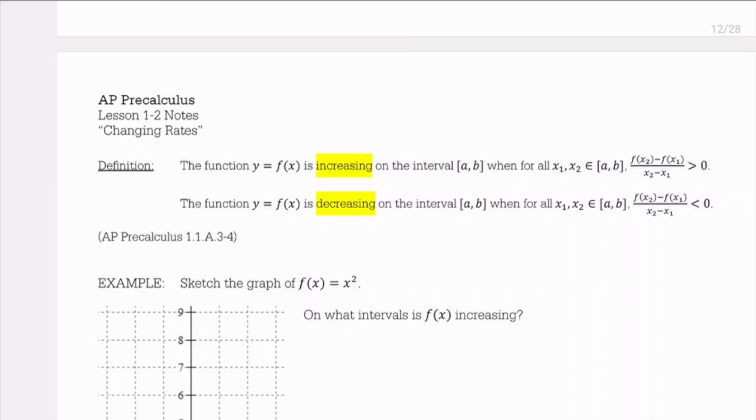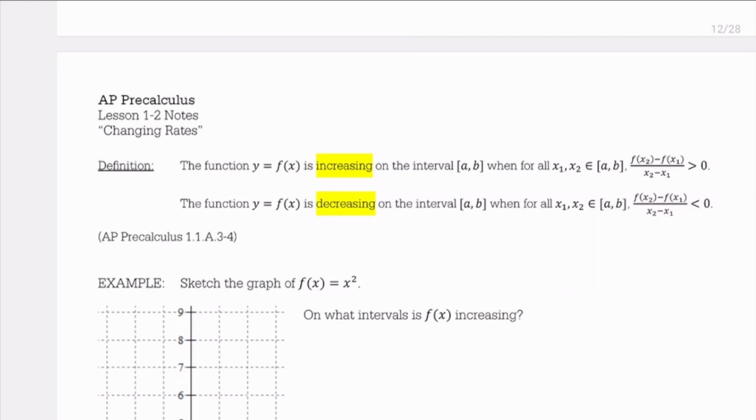Alright, welcome. In this video, we're going to continue our discussion of rates of change. But today we're going to step it up a level, and we're going to talk about when those rates are changing. So first we need to have a definition of increasing and decreasing. What you see on the screen here, what you see in your notes book, is a little technical.